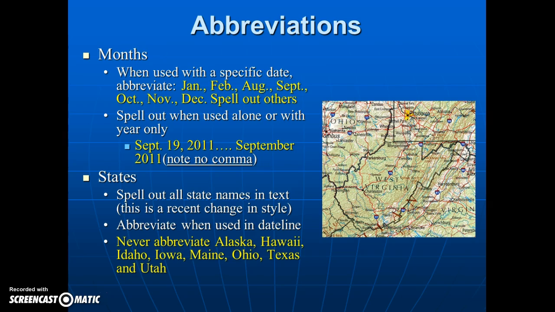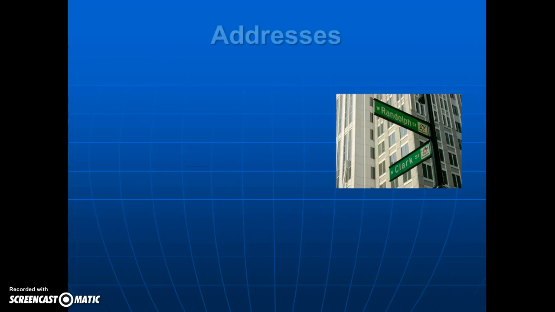For states, this is a recent change. We used to use certain abbreviations in the text, and now we never abbreviate. And there's certain ones you never abbreviate even in a date line. So sometimes still in a date line, which is how at the beginning of a story sometimes you'll see date lines listed. We won't use them in class, but it's just something to note. And I don't think I ask about it on the quiz.